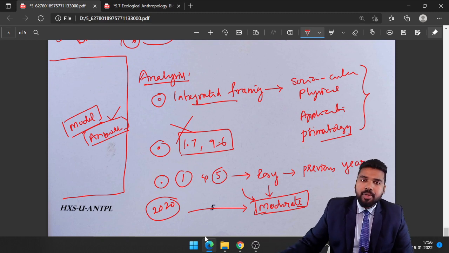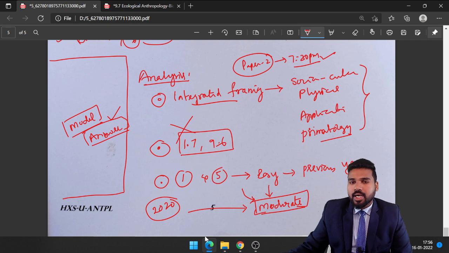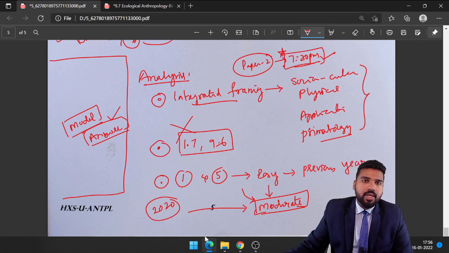And we have the paper 2 analysis at 7:30 p.m. So try to tune in for that, where we will look at what is there in paper 2, what kind of questions have been formed, and what is the difficulty level of that particular paper.